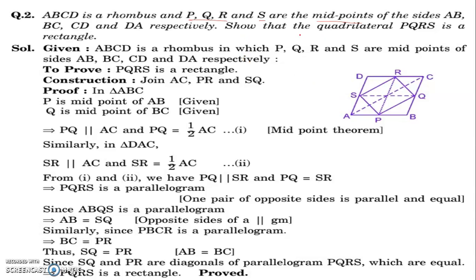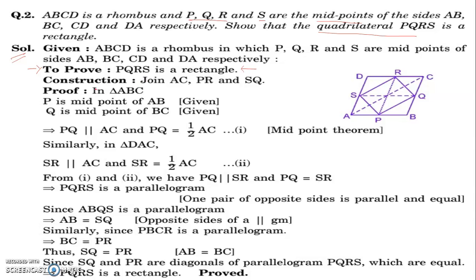What you have to show is that quadrilateral PQRS is a rectangle. I repeat, students, quadrilateral PQRS is a rectangle. So, the solution. Given: ABCD is a rhombus in which P, Q, R and S are the midpoints of sides AB, BC, CD and DA respectively. What we have to prove is that PQRS is a rectangle.